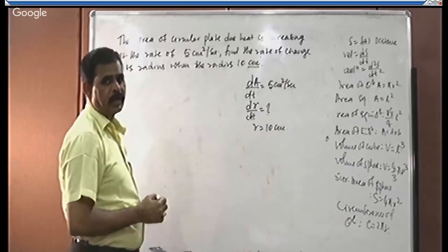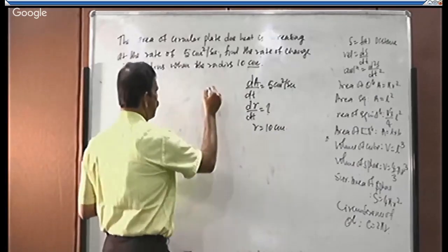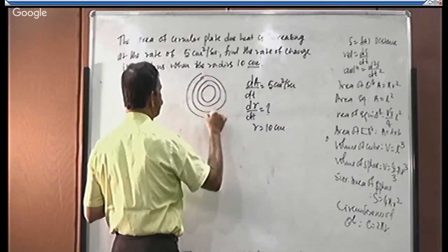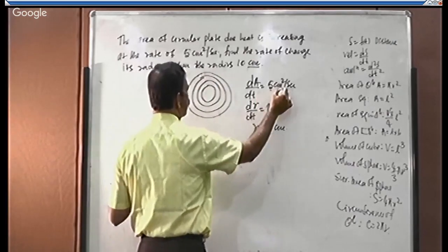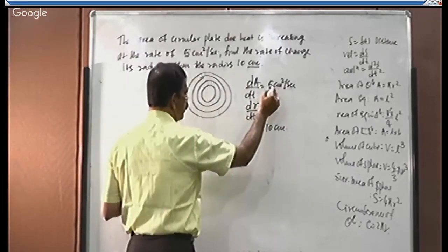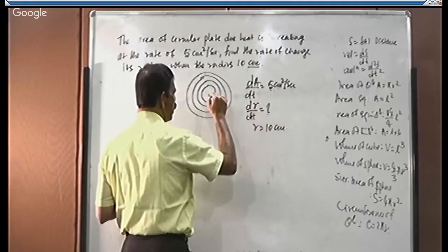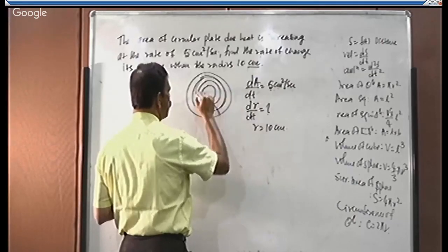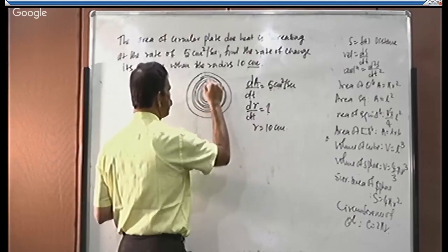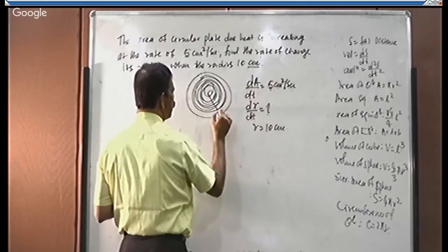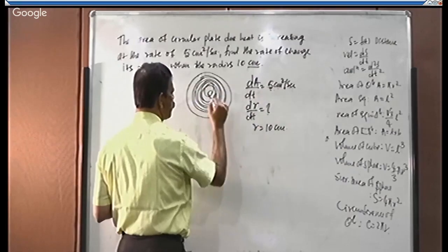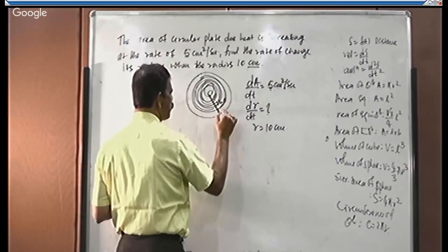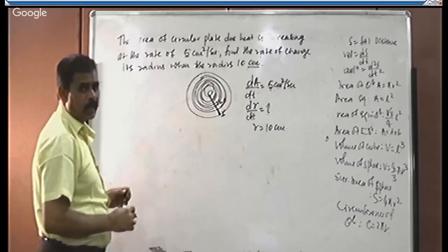So this is the given data, correct? The area of the circle is increasing at the rate of 5 centimeters square per second. During this increase, the area increases, radius also increases, correct? At this stage of radius, what is the radius? r is equal to 10. At this point, what is the rate of increase of radius? That we have to calculate, right?